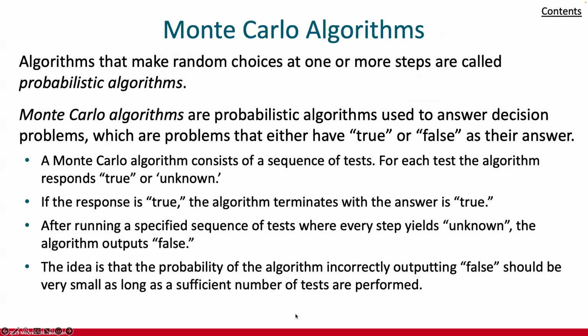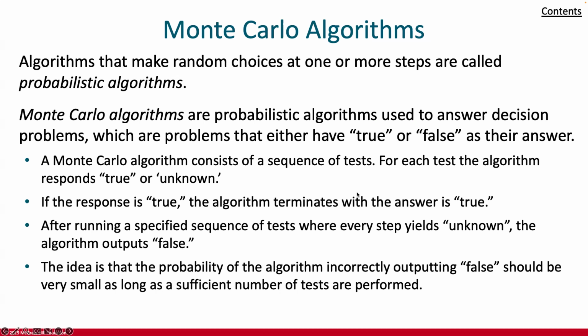That's the bottom line. Monte Carlo algorithms, this is something that I've used, and it can be a useful tool to have in your toolbox. Algorithms that make random choices at one or more steps are called probabilistic algorithms. Monte Carlo algorithms are probabilistic algorithms used to answer decision problems, which are problems that have either true or false as their answer. So say you have one thing that you're varying, it's only going to have one true or false. A Monte Carlo algorithm consists of a sequence of tests. For each test, the algorithm responds true or unknown.